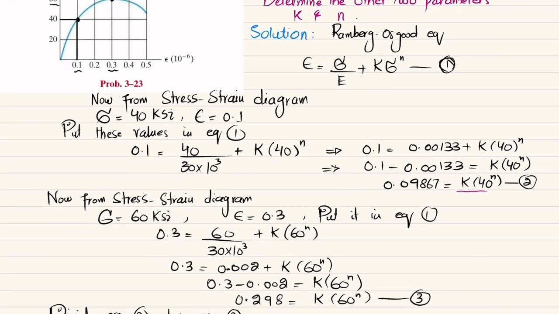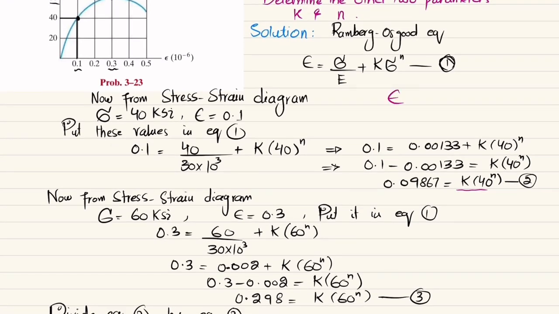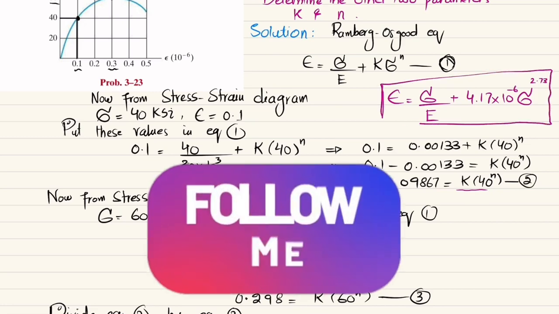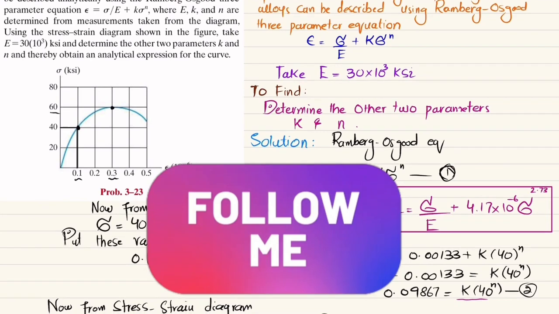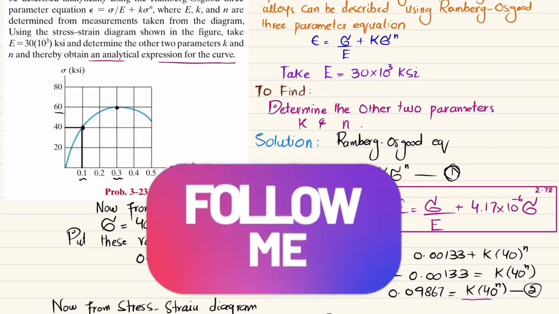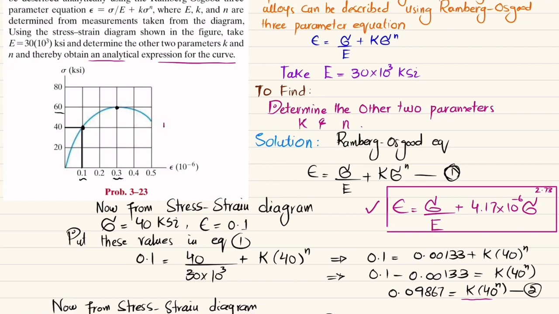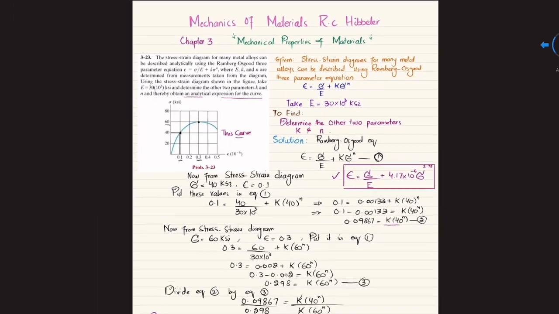If you put it in this equation, your final Ramberg-Osgood equation will become strain is equal to stress over E plus 4.17 into 10 raised to the power minus 6 into sigma power 2.73, which will be your final equation that is being asked to obtain an analytical expression for the curve, and this equation is valid only for this curve. And that was all about this problem 3-23.